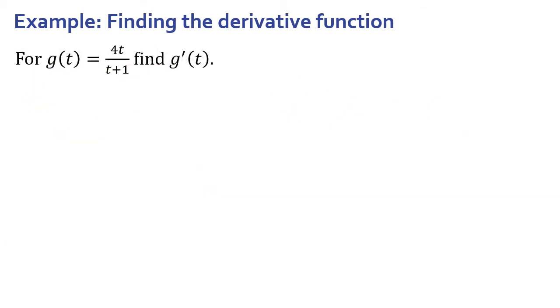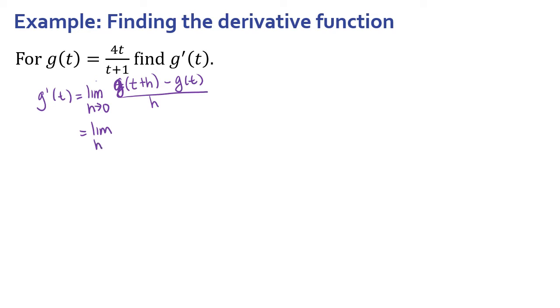All right, let's look at another formula. So if I have g of t equals 4t over t plus 1, find the first derivative formula, the derivative function. All right, so g prime of t. So that's going to equal the limit as h approaches 0 of, in this case, we're using t because that's our input values, and this should be g since our function is g. So g of t plus h minus g of t all over h.